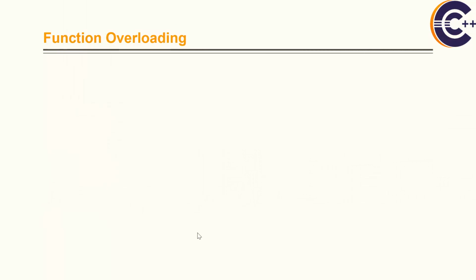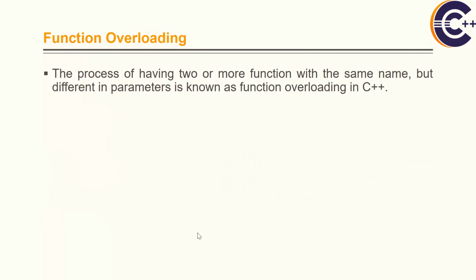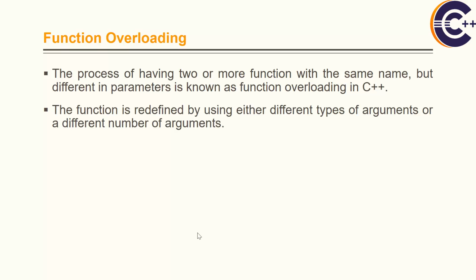First of all, what is function overloading? The process of having two or more functions with the same name but different parameters is known as function overloading. For example, if there are two functions with the same name display and both have different types of parameters and a different total number of parameters, we can say that it is an example of function overloading. The function is redefined by using either different types of arguments or a different number of arguments.